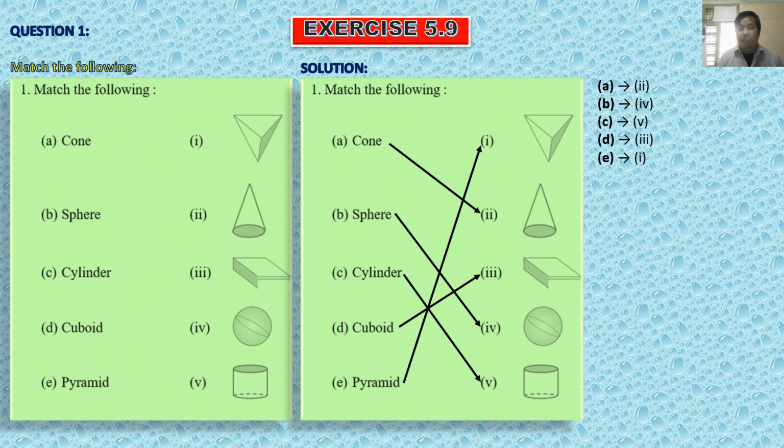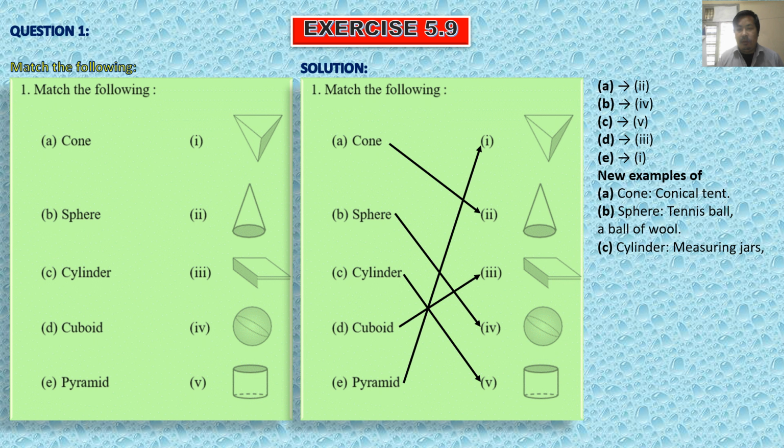Then we are going to name some more examples of the same kind: cone, sphere, cylinder. Let us see about all these figures. We have here some new examples. There is cone: a conical tent. Sphere: a tennis ball, or a ball of wool. Cylinder: measuring jars, and a gas cylinder, isn't it? And cuboids: a brick or matchbox, these are some examples of the cuboid.